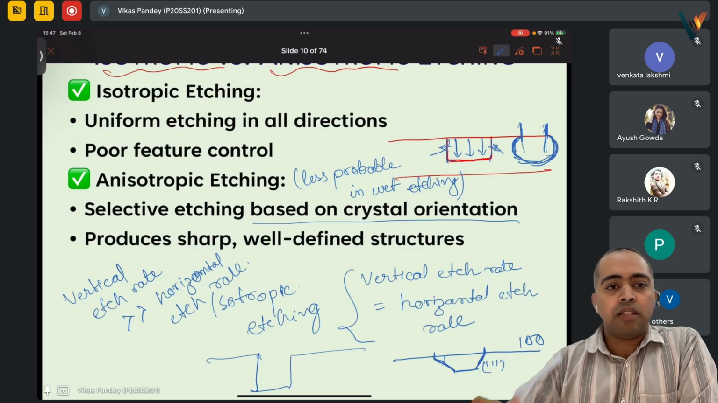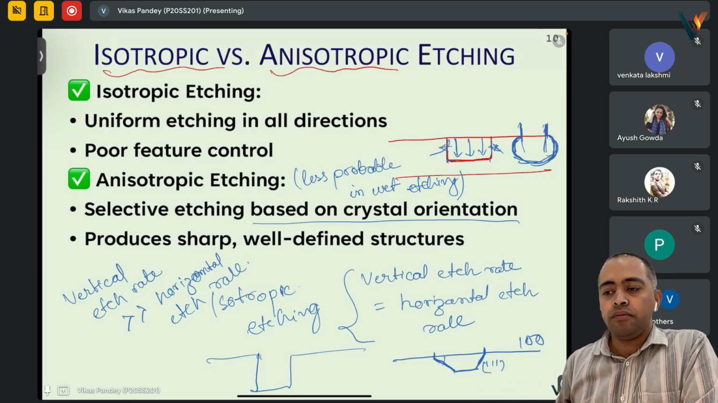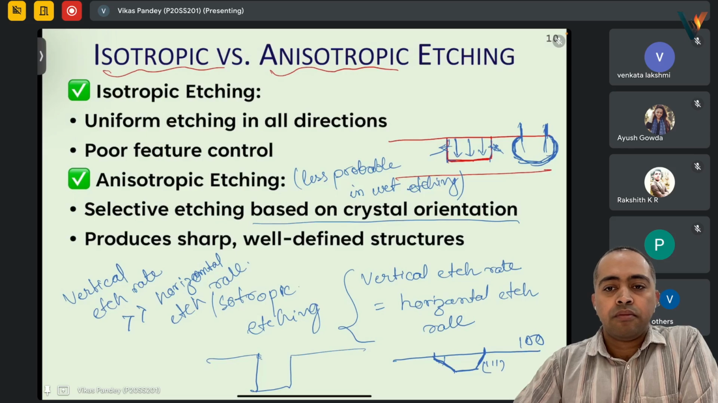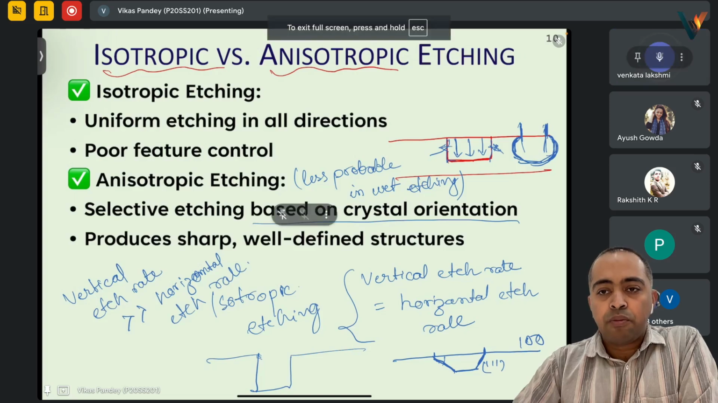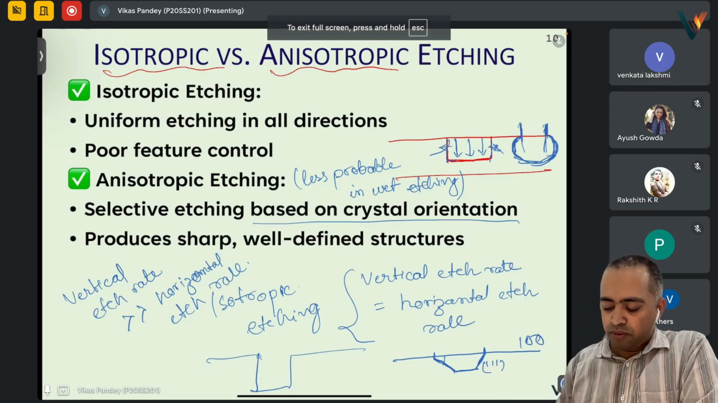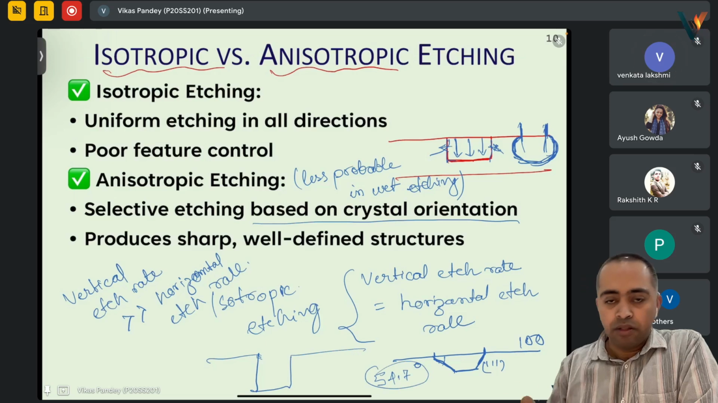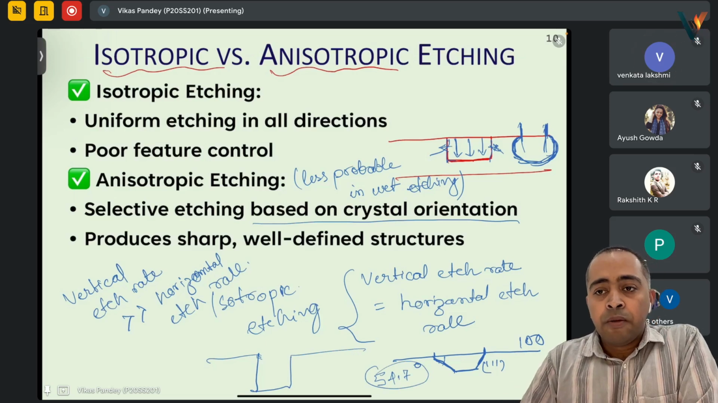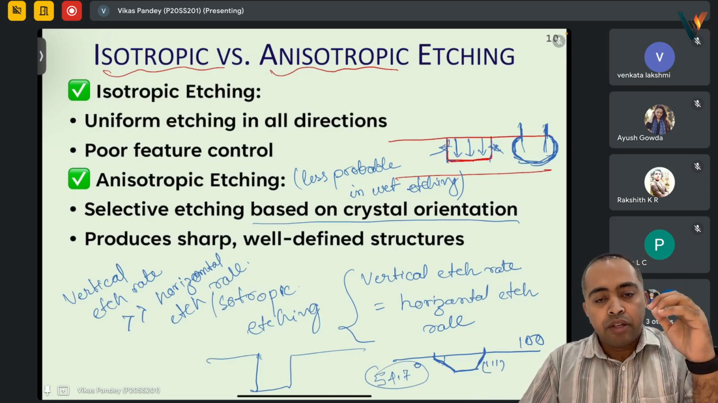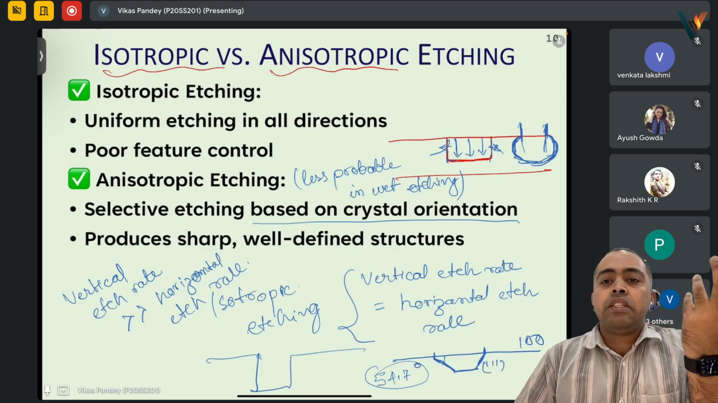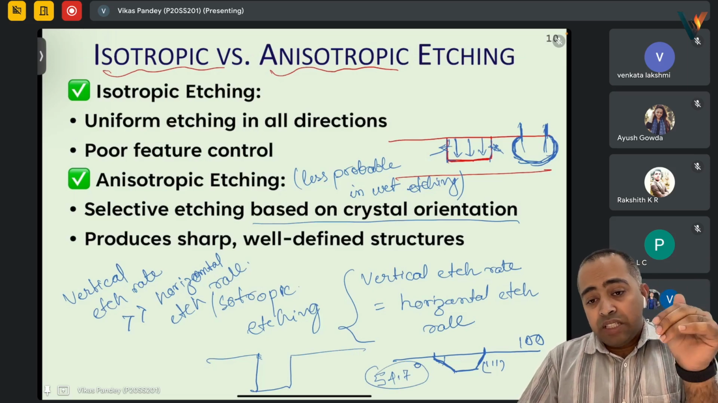Sir has covered this in the lecture. Anyone? Yes, 54. It is 54.7 degrees. Correct. So this is the angle at which the etching will stop itself, since it is the property of the plane that it will not be able to etch it out.